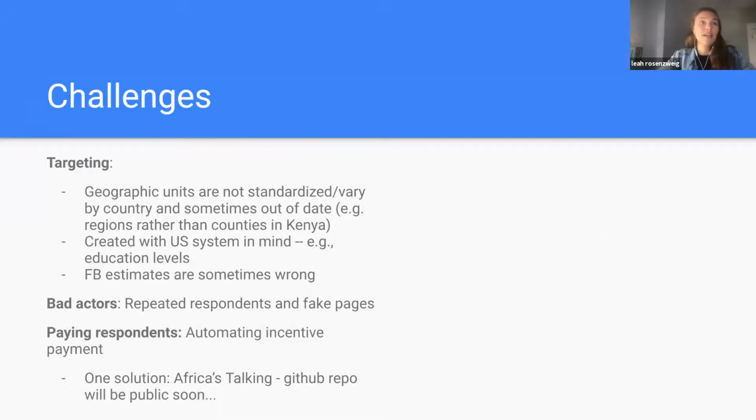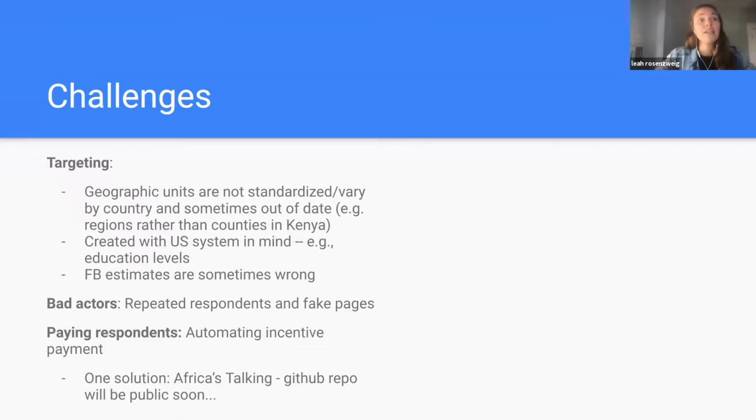So finally, a couple of challenges, some of which have already been highlighted. One, in terms of targeting, again, geographic units are not standardized. The Facebook categories and variables were very much created with the US system in mind, which can be challenging. And Facebook estimates of link click costs are often very wrong, so I would pay very little attention to those.